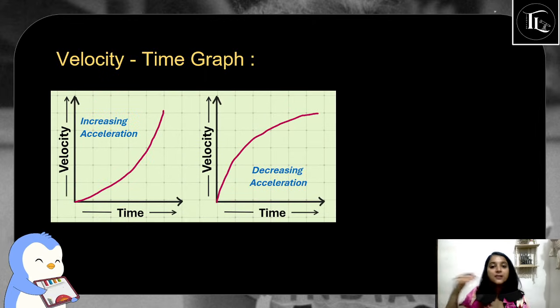Again, we have got the curves. Whenever curves come, that means it's non-uniform. So again, the velocity is increasing with time, right? It is accelerating, but now it's not accelerating uniformly. In the second one, again, velocity is increasing, but you see the curve here. Now it's not changing in a regular manner. It is non-uniform motion.